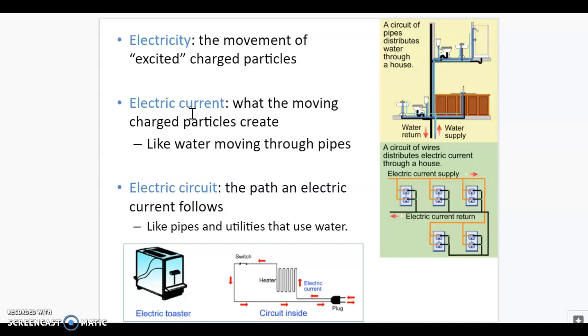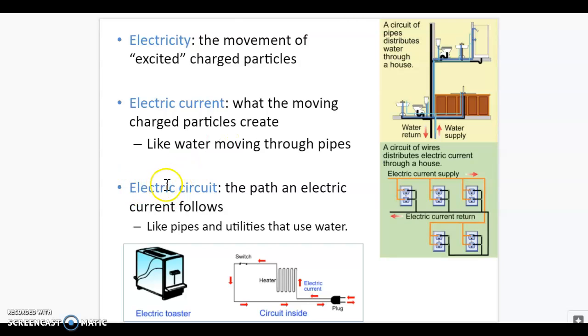And there's going to be terms that will seem really familiar and that you've heard before. When we say electric current, it is just this movement of charged particles, kind of like water flowing through pipes, or there's water currents in the ocean. It's just the movement of water.